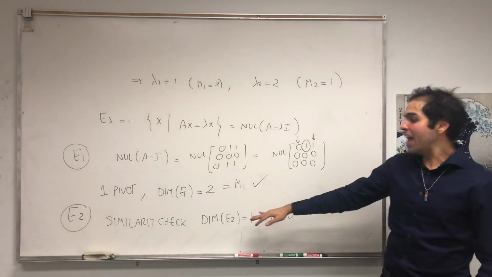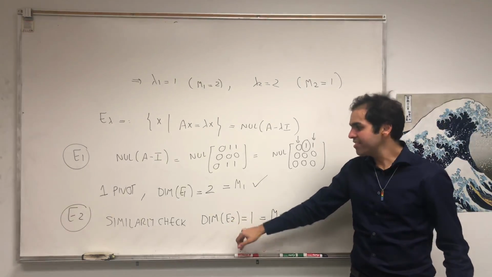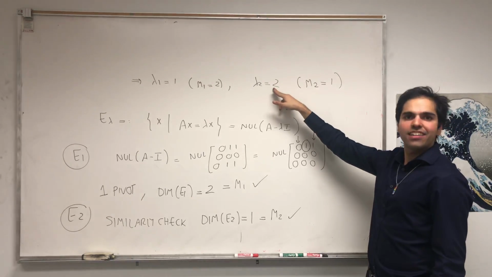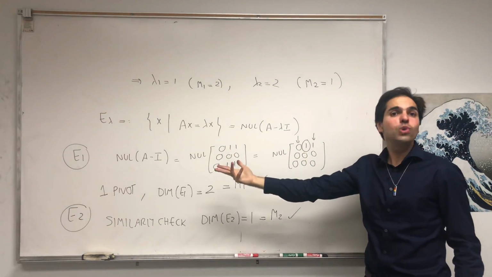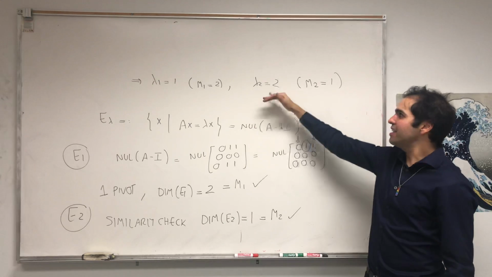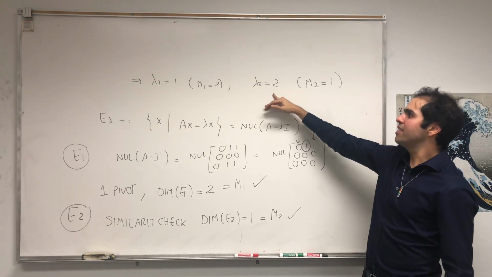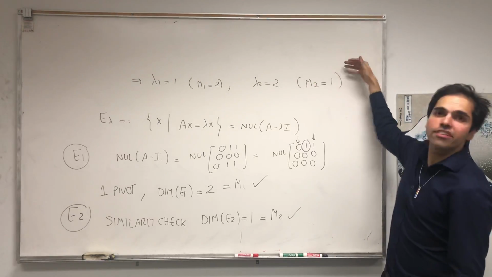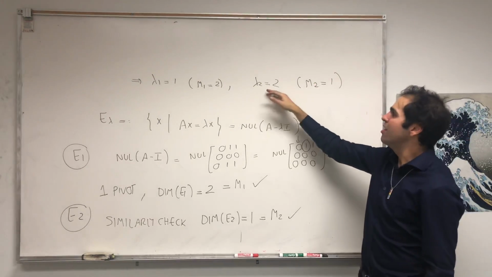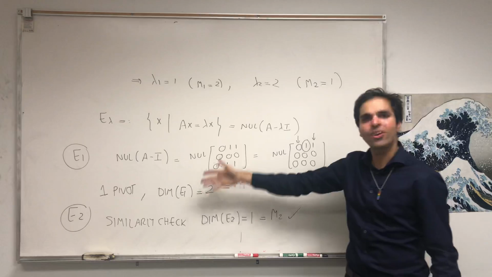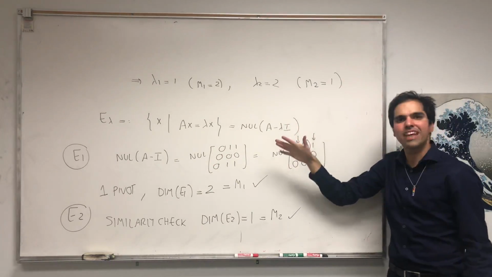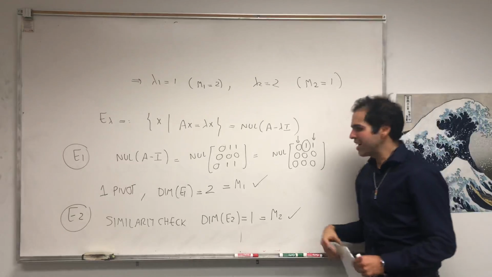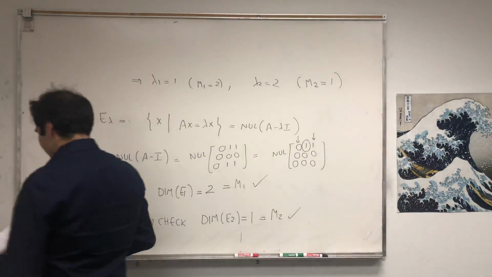And by the way, we actually didn't have to check this, because lambda 2 is an eigenvalue, so we know that E2 is non-zero. And it turns out E2 can actually never be bigger than the multiplicity. So because E2 is at least one-dimensional and at most one-dimensional, E2 has to be one-dimensional. So there's actually nothing to check here.